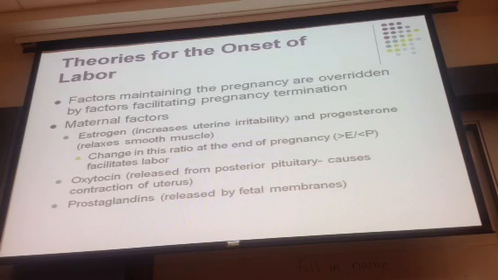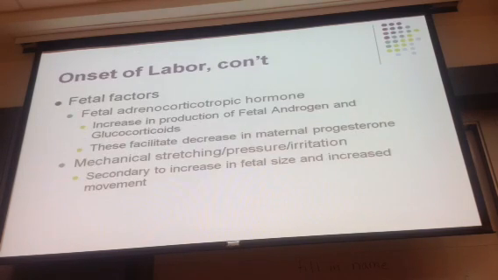There's also prostaglandins, and those are released by the fetal membranes. So the fetus and the membranes that surround the fetus, which are a part of the fetal cells, start to secrete prostaglandins. The fetus secretes fetal adrenocorticotropic hormone, and what that does basically is that's the part of the fetus that kind of turns down the maternal progesterone. So the fetus is giving some feedback signals that say, I'm ready to be born.